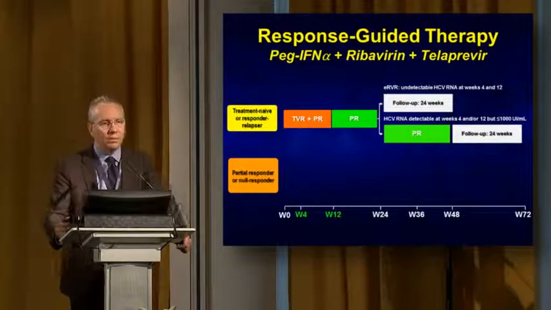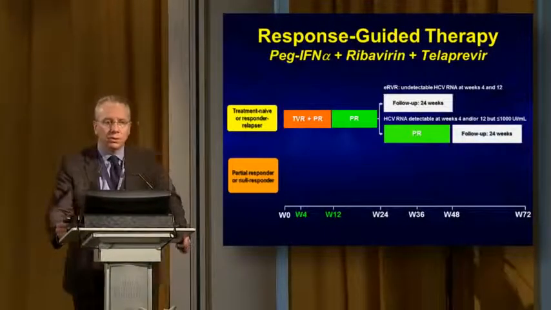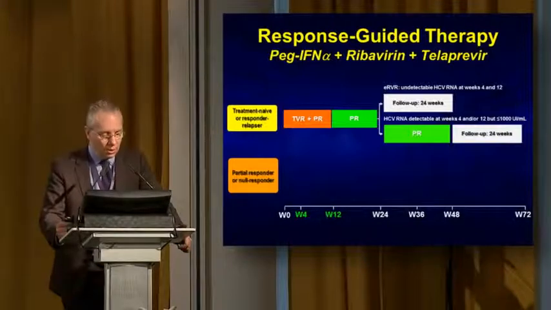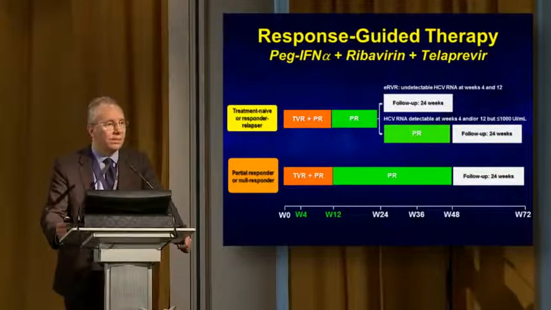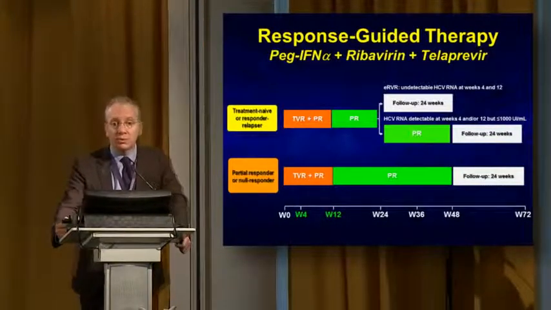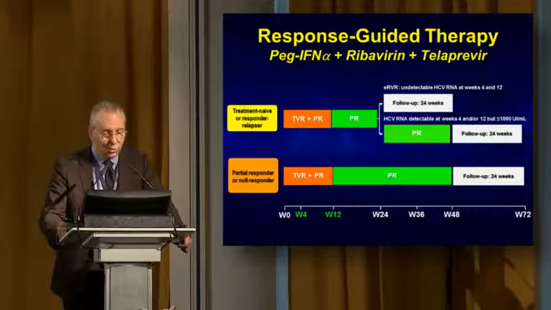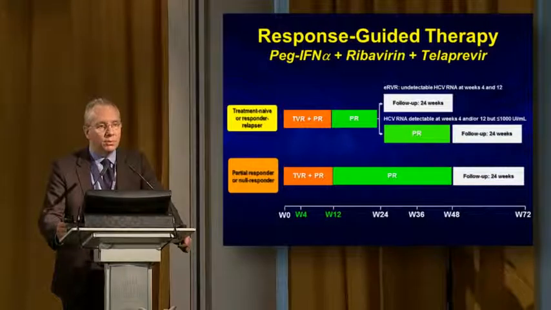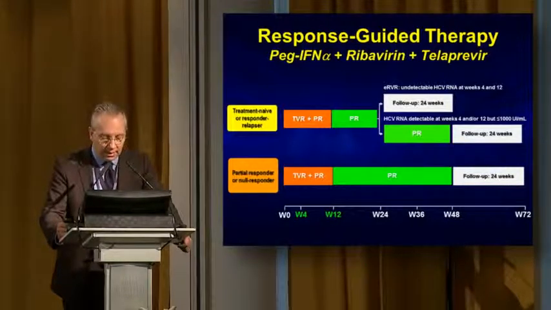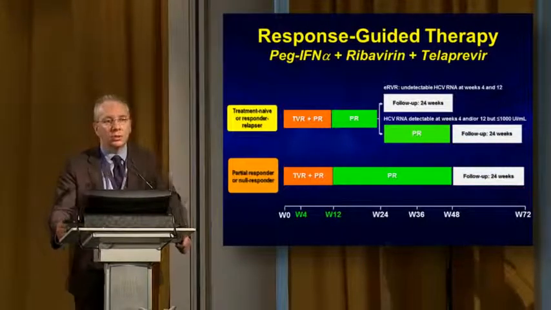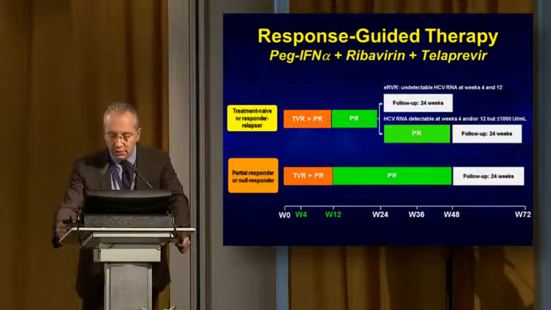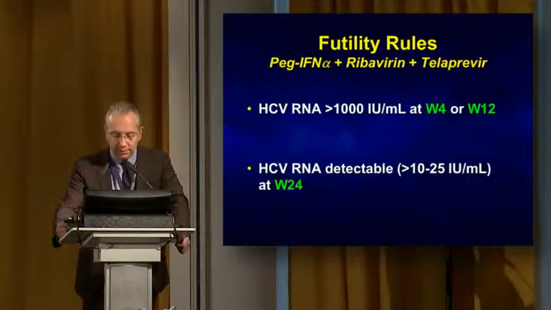A second group of patients, partial responders or non-responders to a prior course of therapy. In that case, it's very simple. It's not response-guided therapy. Everybody will have the same: 12 weeks of the triple combination of interferon, ribavirin, and telaprevir, and then the patient will be switched to interferon and ribavirin alone until week 48, and that's it.